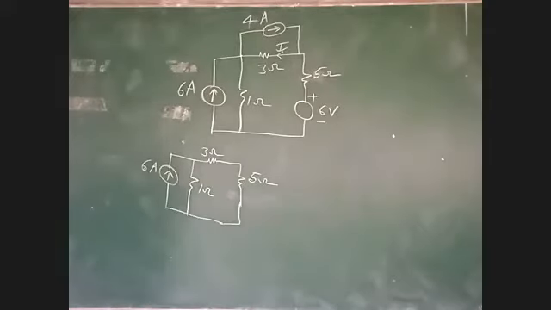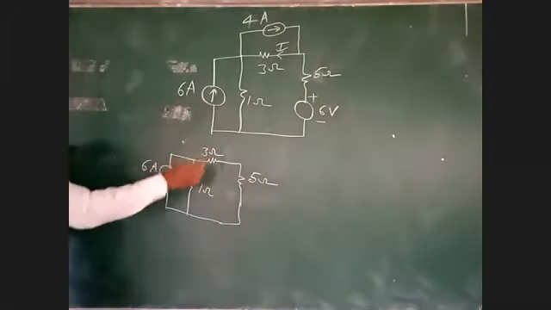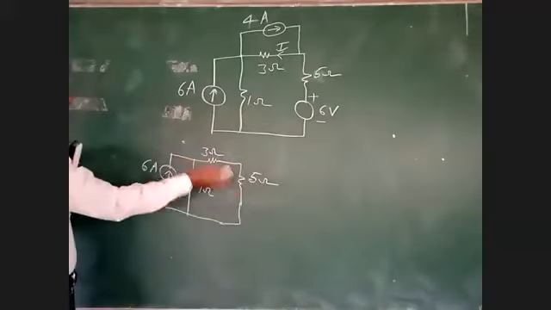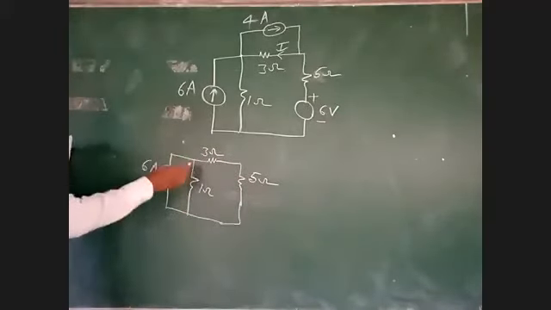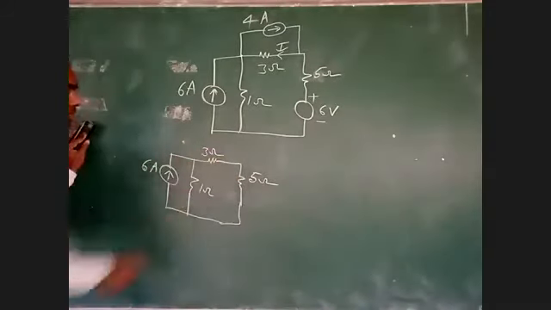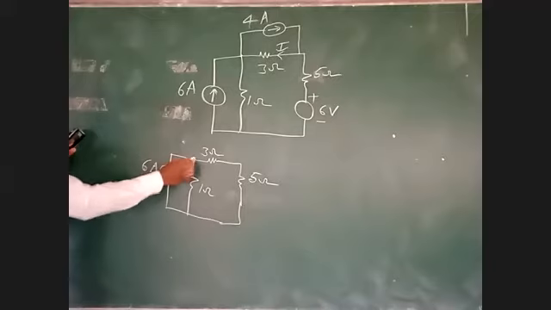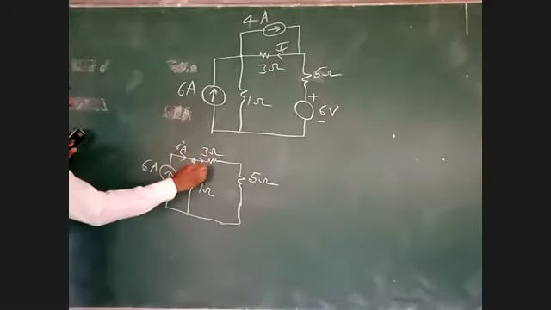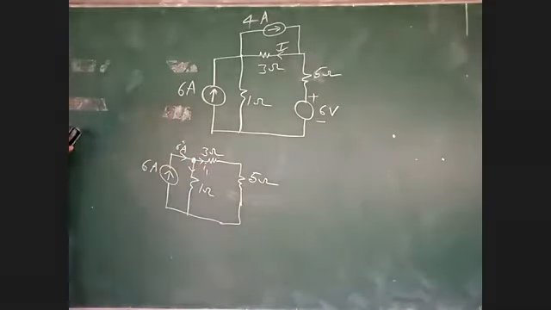Now I want to determine the current in 3 ohms. 3 and 5 are in series or parallel? Series. 3 and 5 are in series. That means this is one resistance, 8 ohms. Whatever current flows in 3 ohms, the same current will flow in 5 ohms because in series the current is the same. Now this 6 ampere is coming here and it is dividing in these two branches. Let us assume the current in 3 ohms is I1.